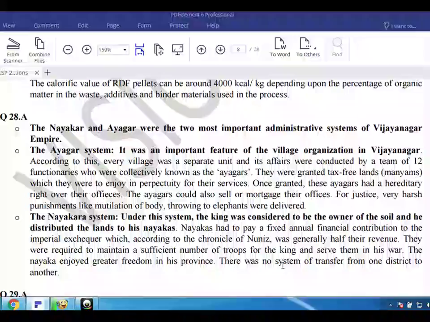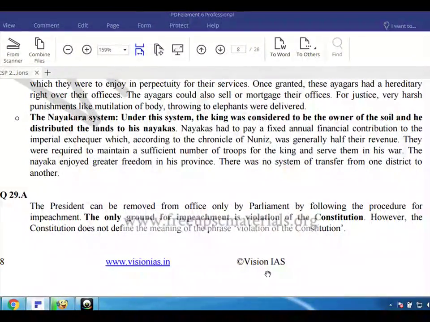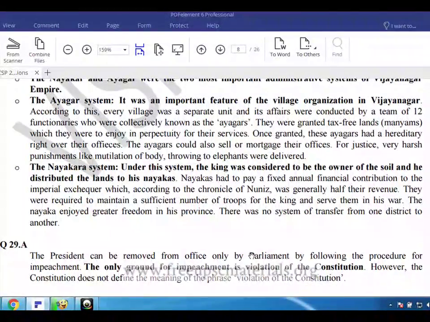The Nayankara system. Under this system, the king was considered to be the owner of the soil and he distributed the lands to his Nayakas. Nayakas had to pay a fixed annual financial contribution to the imperial exchequer which, according to the Chronicle of Nuniz, was generally half their revenue. They were required to maintain a sufficient number of troops for the king and serve him in his wars. The Nayaka enjoyed greater freedom in his province. There was no system of transfer from one district to another.